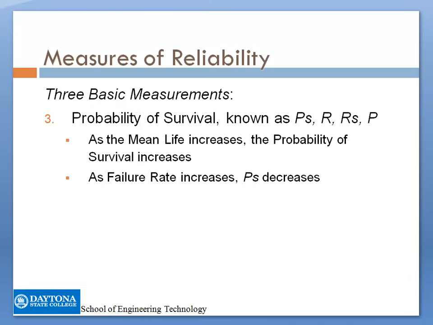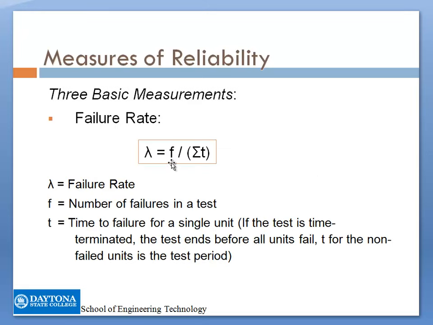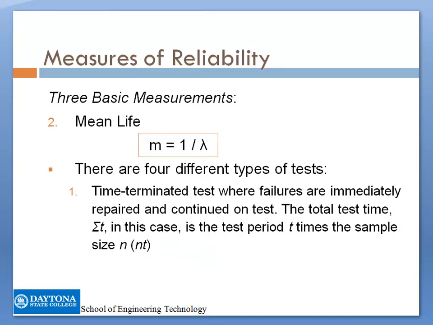And then the last one is the probability of survival, which is known as PS or R or P. This is the formula. How do we calculate the failure rate? It is the number of failures in a test divided by the total time. Now, to calculate this total time, you're going to have different ways because it depends on the type of test that you are doing. If the test is time terminated, or if the test ends before all units fail, T for non-failed units is the test period. So you're going to have different ways to calculate that T, and we're going to see this in a second. The mean life is equal to 1 divided by lambda.